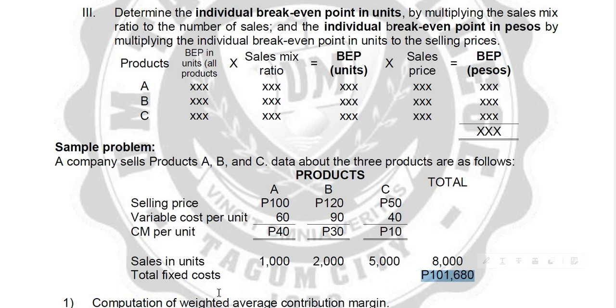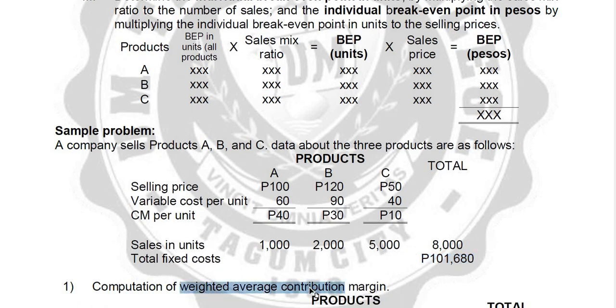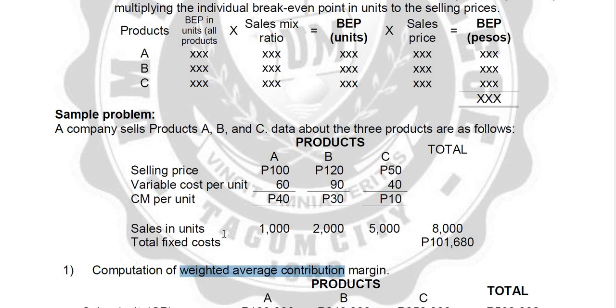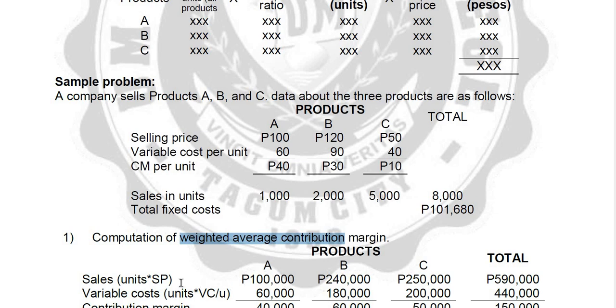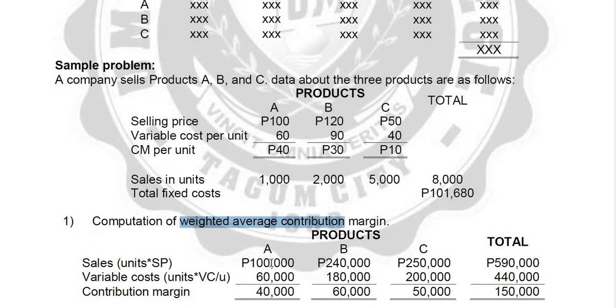So, first is mag-compute tayo ng weighted average contribution margin. So, as mentioned, isa-isahin mo yung product. So, you have the sales for product A, product B, and product C. That's 100 times 1,000, the sales in units. Then, 120 times 2,000, so that's 240,000. Then 50 times 5,000, that's 250,000. So, ito yung total.